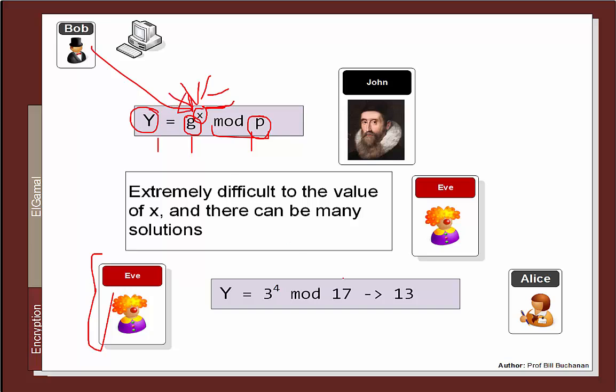So in this case, 3 to the power 4 mod 17 gives us 13. So Eve could see these values, and even though these three, Eve will struggle to actually find out a valid value, or the value that's been used for y to make the whole thing work. And that's really how ElGamal actually works.